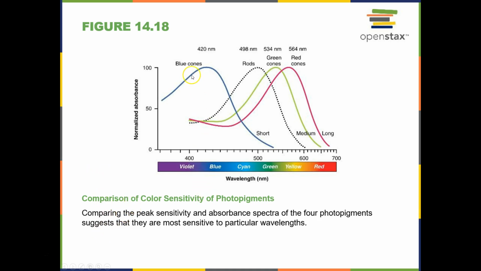So here you can see the different types of wavelengths that can be taken in depending on if you're a rod or if you're one of the three types of cones. Rods take in information at about 498 nanometers of light, whereas the cones can take information in anywhere from 420 to 564 nanometers of light. And then all of these different wavelengths can allow us to see the multiple colors.